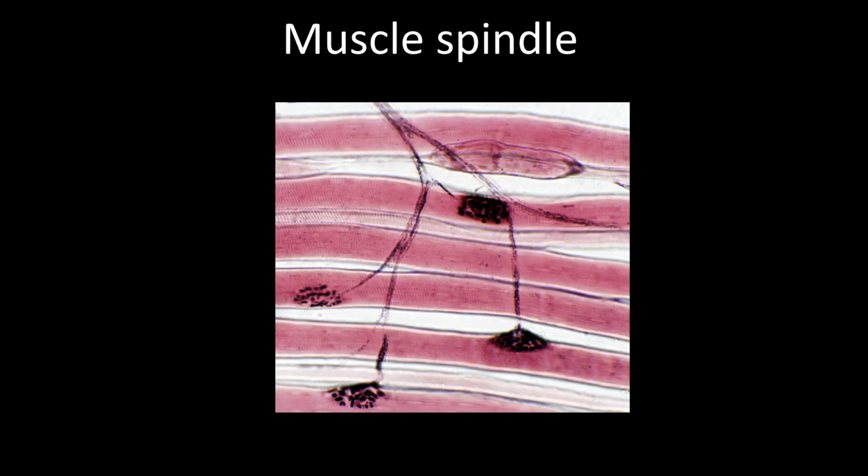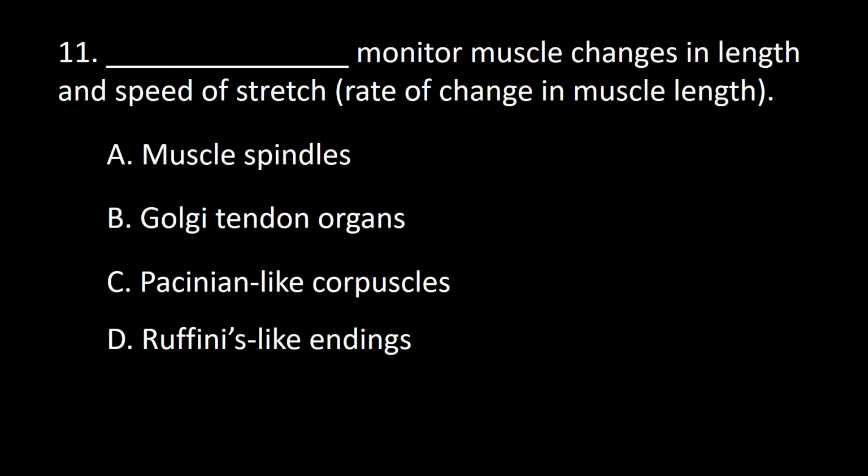This is a striated muscle specimen. The arrow is pointing to a spindle. As you can see, the spindles are arranged in parallel with the extrafusal striated muscle fibers. So the answer to this question is A.